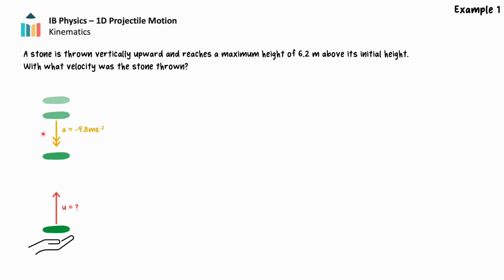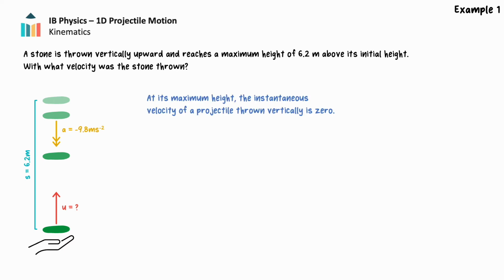The stone will accelerate downward as it travels upward to its maximum height. It may seem we don't have enough information to solve for the initial velocity, but remember, at its maximum height, the projectile will have a velocity of 0. So, we know the displacement, the acceleration, and the final velocity, and need to solve for the initial velocity. We want to choose a formula with these variables.